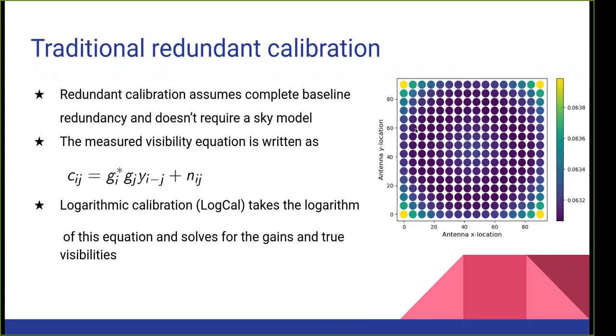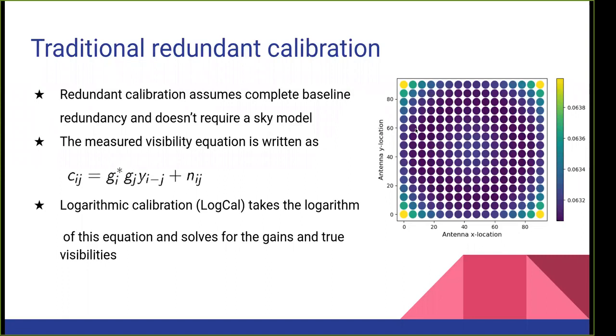Basically what redundant calibration does is it assumes complete baseline redundancy. So it assumes that your baselines are perfectly redundant. It doesn't account for any possible dish offsets or beam variations from one dish to another. It also doesn't require a sky model, which means that you can't do absolute gain calibration with redundant calibration. You can just do relative gain calibration. The measured visibility equation is given as Cij, which is your measured visibility, equal to your gains. G is your complex antenna gain, Y is your true visibility, and N is your noise. And then i and j are just subscripts for different antennas.